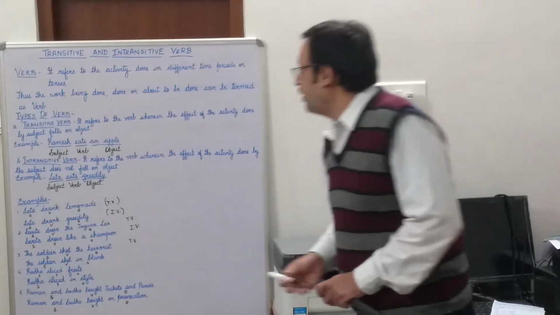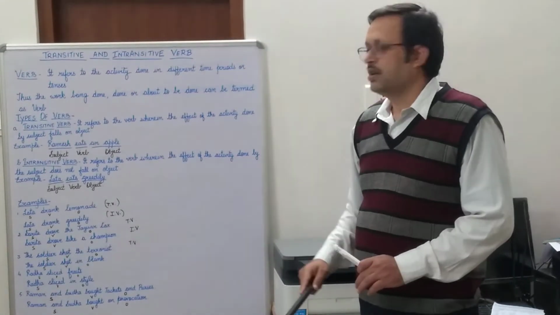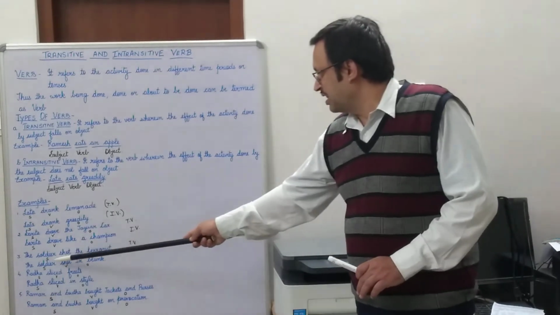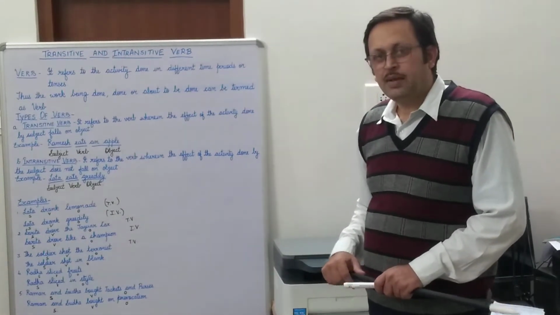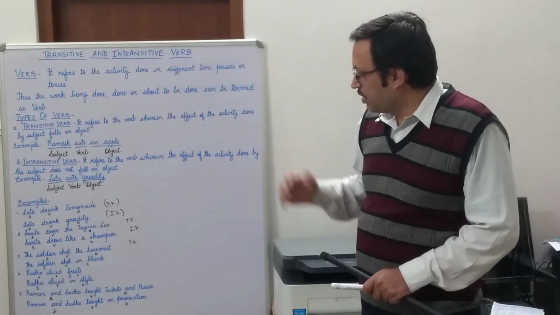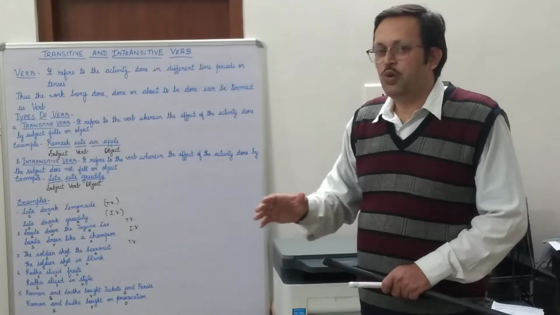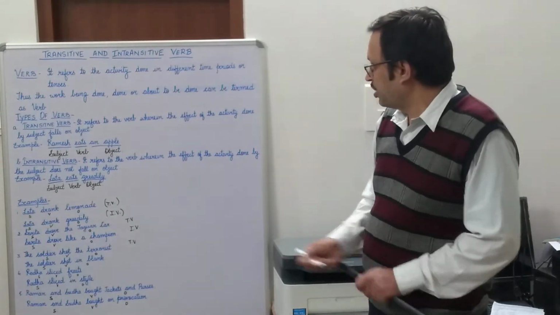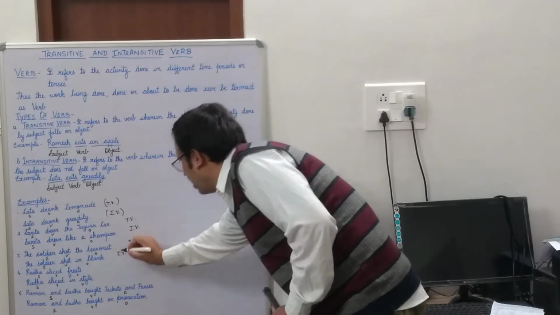Okay. Now next comes "The soldier shot in blank." Here the subject is the soldier, the verb is shot, and the object is in blank. But here, can we find out whether the effect of that activity has fallen on something? No, it has not fallen on something. So this sentence becomes your intransitive verb.